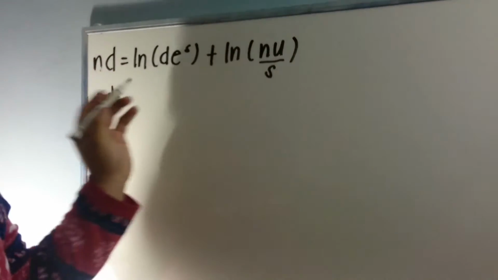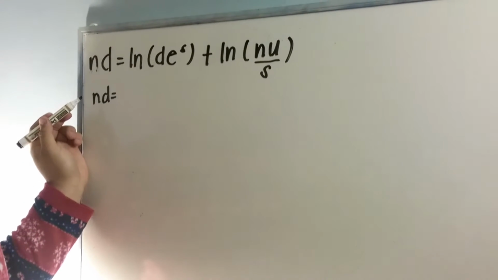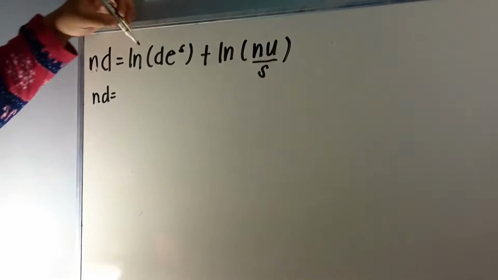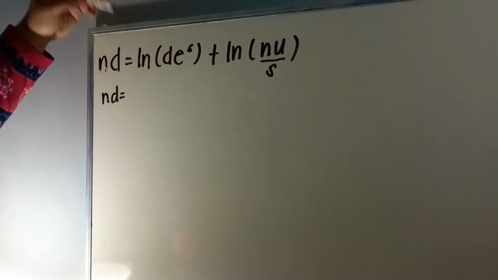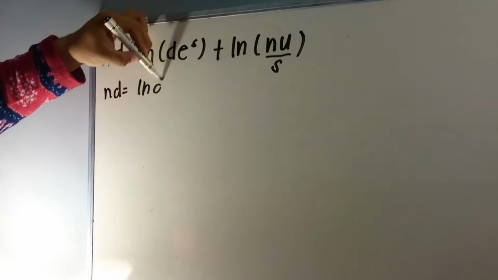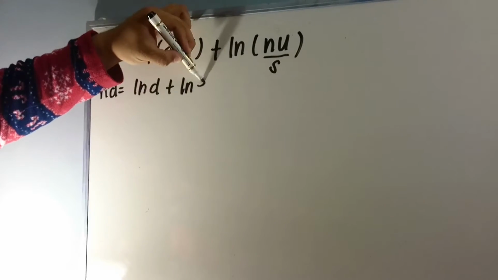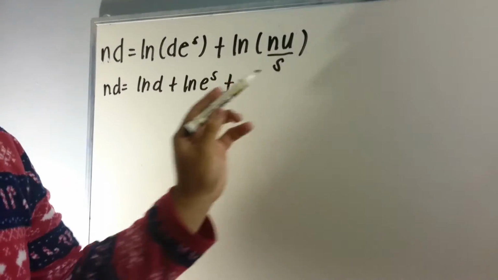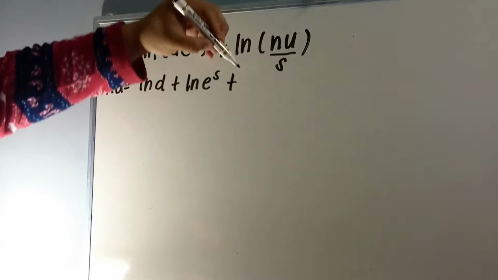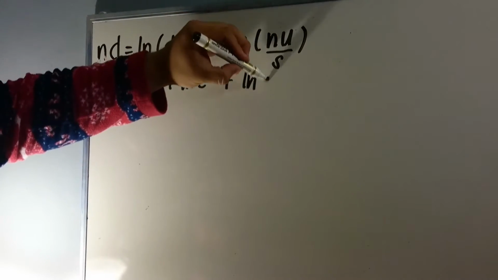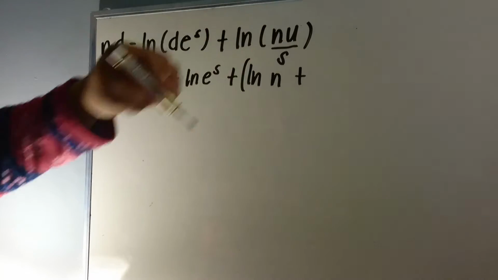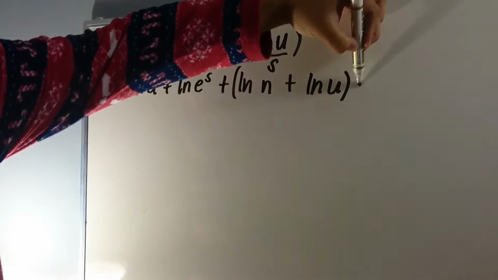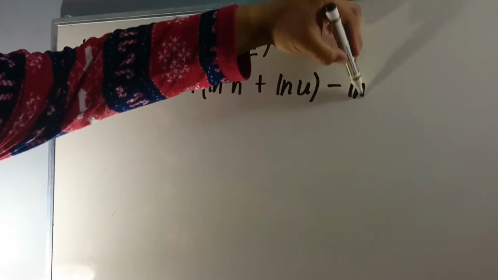And to simplify this, we're going to use the natural log properties. So what we're going to do is separate these into addition: ln of d plus ln of e to the s power plus, so as you can see we have multiplication and division, so we're going to be adding and subtracting. So it's going to be natural log of n plus, okay, so this is in parentheses, plus ln of u, and this is subtracting ln of s.